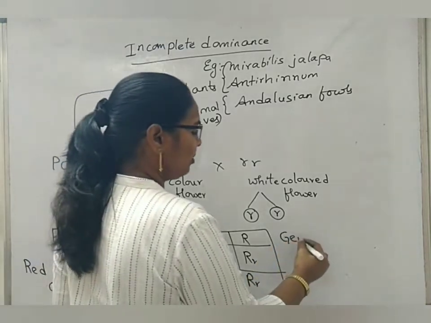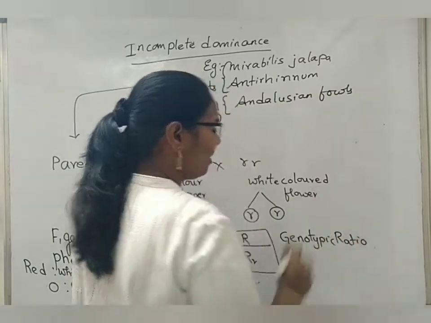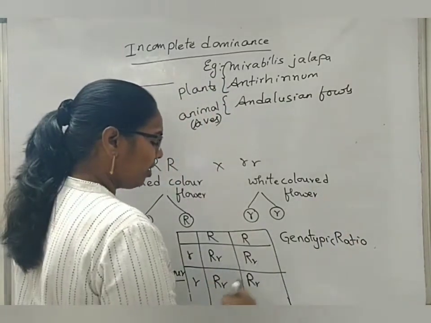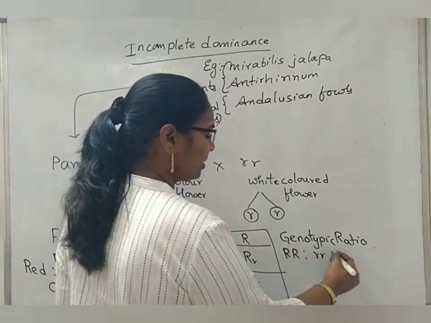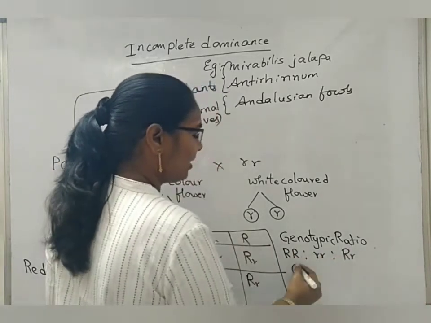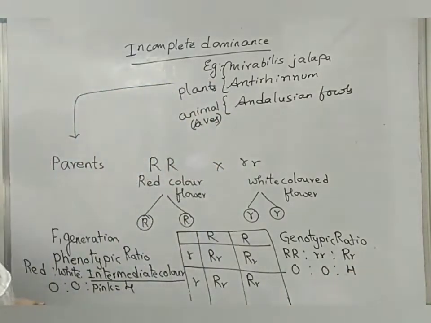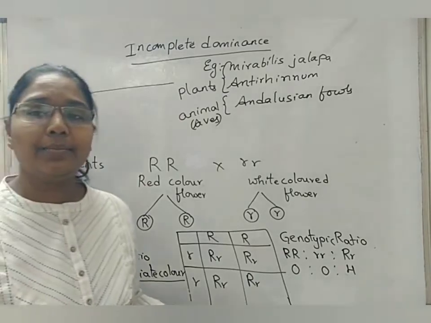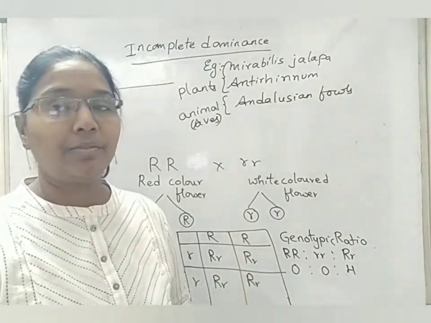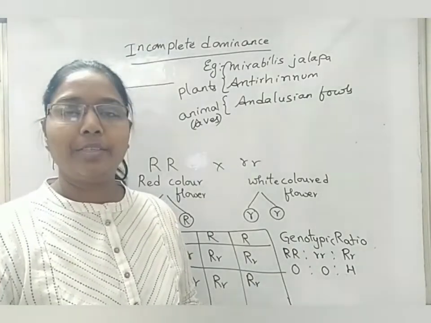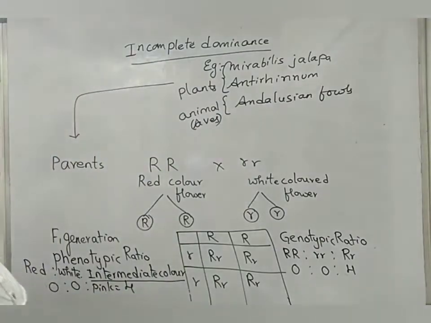Coming to genotypic ratio. Under genotypic ratio, if you write, all are heterozygous only. So if you write the parents like this, again it will be 0:4. Even in the F1 generation, the ratios of phenotypes and genotypes are the same here in incomplete dominance. In the next F2 generation also, both the phenotypic and genotypic expressions give the same type of ratios.